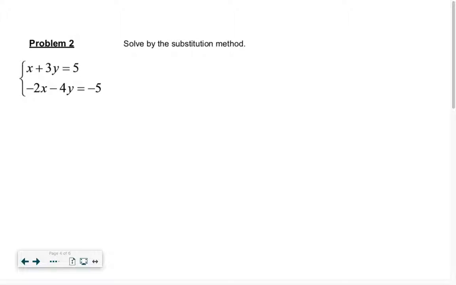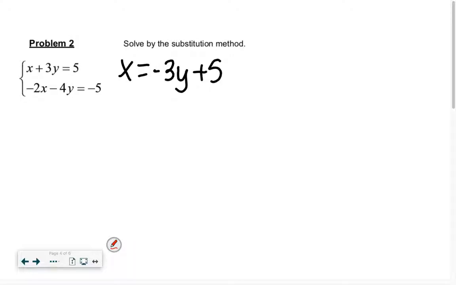Alright. Oh, you can't even see it up there. You can see it on your paper. Which one do I want to solve for? Top or bottom? What variable on top? X, yeah. Easy way out. Glad I taught you guys good. Get x by itself, I get x equals negative 3y plus 5.